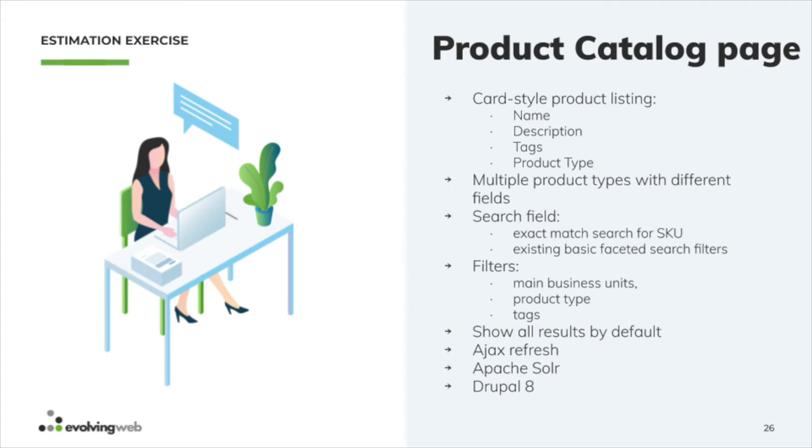So imagine that you're going to have this page with a bunch of products, card style. Each card must list name, description, tags, product type. There's going to be multiple product types to choose from with different fields. Then in the search, you're going to be able to either match exactly with the SKU number or use one of the search filters. The filters are going to be by name, business unit, product type, or tag words. When you first arrive at the product catalog page, we want to show you all the results by default. But as you start clicking on the different filters, we're going to use Ajax to refresh the results on the spot. And then the other technology piece is to use Solr.